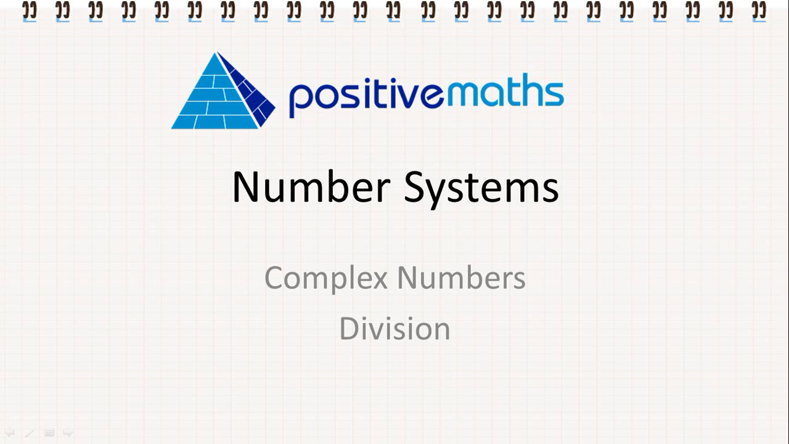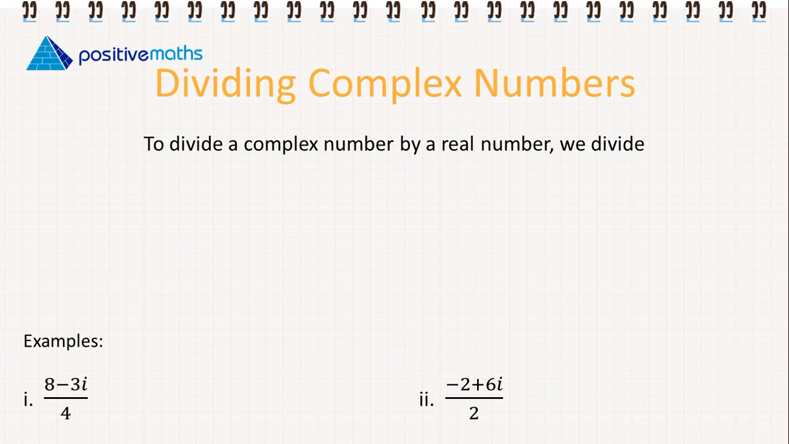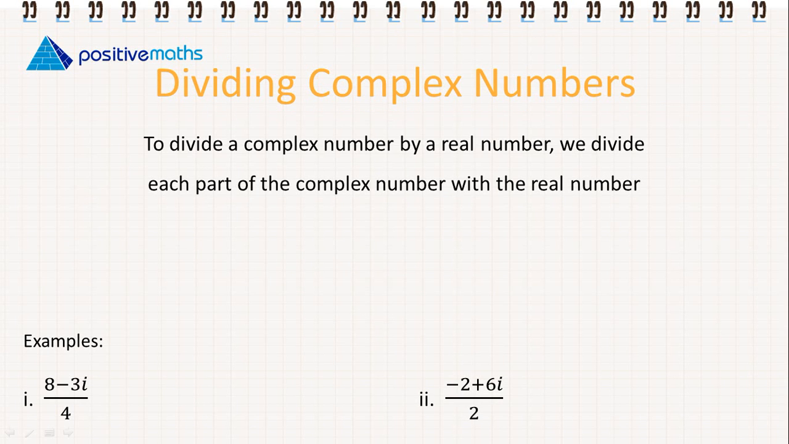In this video for Positive Maths, we're going to look at complex numbers and division. To divide a complex number by a real number, we divide each part of the complex number by the real number. So for example, if we have a plus bi divided by c, that's the real part divided by c plus the imaginary part bi divided by c.